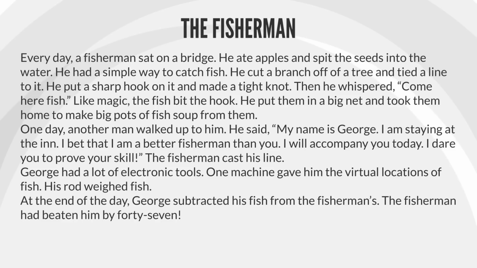The fisherman. Every day, a fisherman sat on a bridge. He ate apples and spit the seeds into the water. He had a simple way to catch fish. He cut a branch off of a tree and tied a line to it. He put a sharp hook on it and made a tight knot. Then he whispered, "Come here, fish." Like magic, the fish bit the hook. He put them in a big net and took them home to make big pots of fish soup from them.